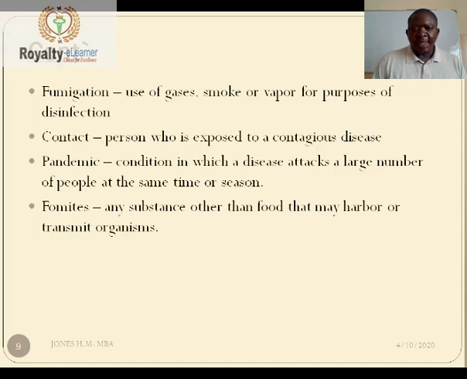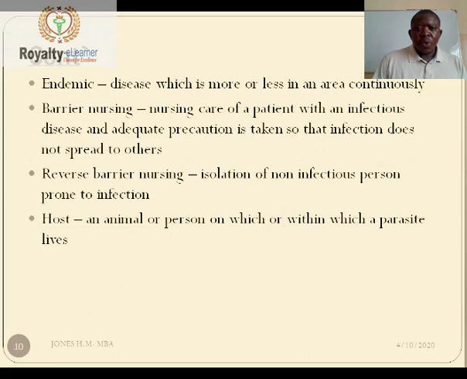When we use the word contact, what do we mean? This is a person who is exposed to a contagious disease. Pandemic. This is a condition in which a disease attacks a larger number of people at the same time or season. That is what we call a pandemic. Fomites. It's any substance other than food that may harbor or transmit organisms. When we use the word endemic, we simply mean a disease which is more or less in an area continuously.